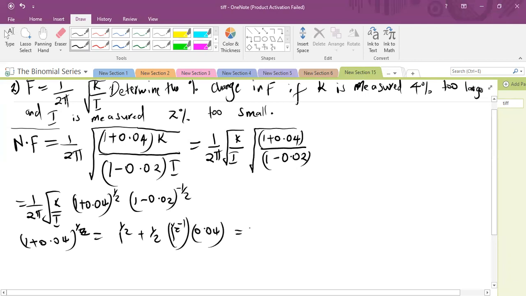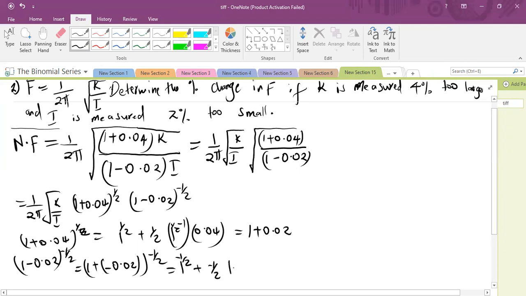Simplifying this, we get 1 plus 0.02. The other one, 1 minus 0.02 raised to the power minus a half, I will write as 1 plus minus 0.02, and then I raise this to the power minus a half. So expanding this, I get 1 raised to the power minus a half, plus minus a half, 1 raised to the power minus a half minus 1, multiplied with minus 0.02. And this will give me 1. Minus will give me positive, and then evaluating this will give me 0.01.